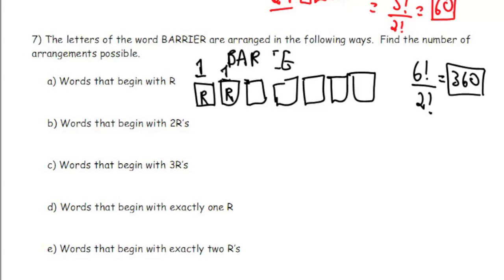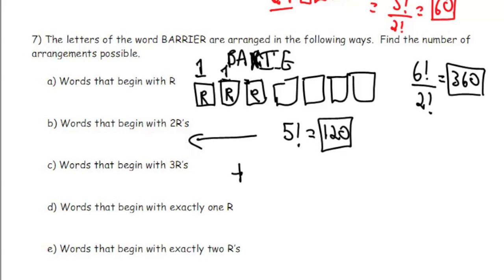If we deal with B now, words that begin with 2 R's. Well, if we put another R in here, there's still only one way we can arrange that. We eliminate one of our possibilities here, and apparently my eraser is huge. What are we left with? Well, in this case now, we have 5 objects, and none of them are identical. So the answer now is just 5 factorial ways of permuting them, giving us an answer of 120 permutations.